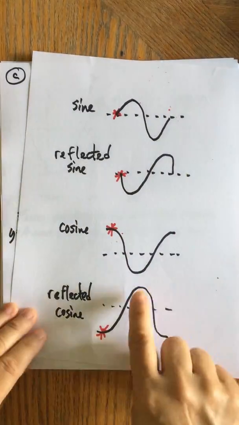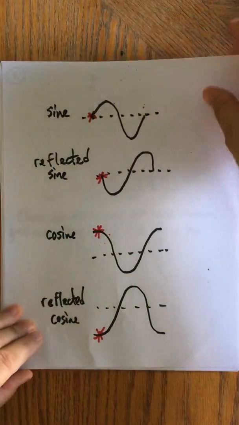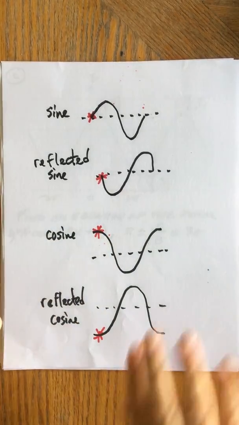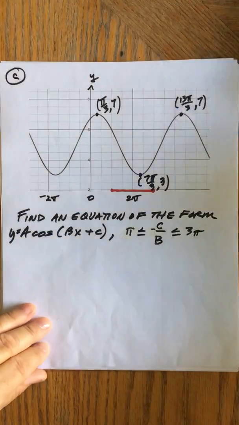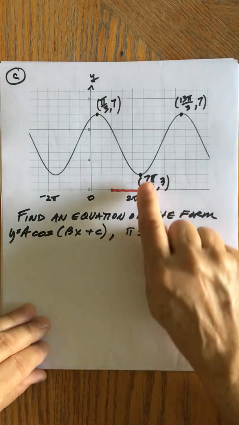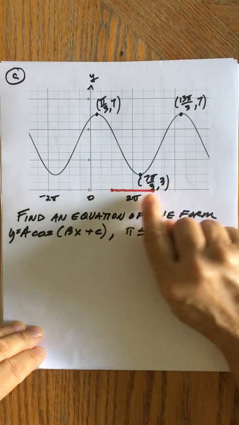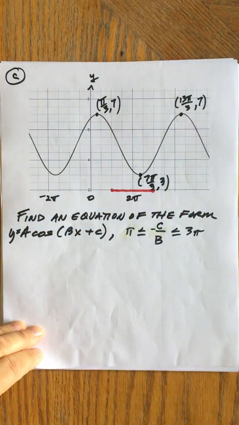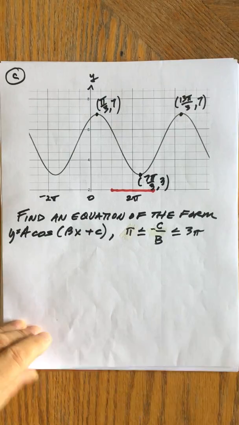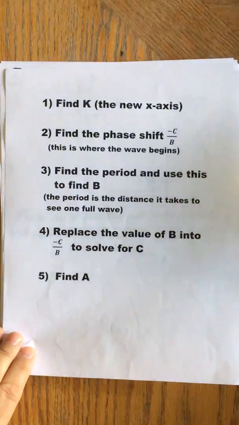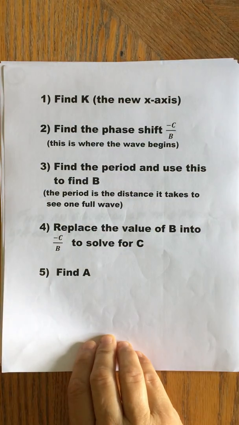A cosine wave, regardless of whether it's reflected or not, I am looking for a max or a min somewhere in this interval. There it is. I have a min. The min is 3, and it occurs at x equals 7 pi over 3. All right. So then I go through the same recipe, these steps, and I find the equation of the graph.